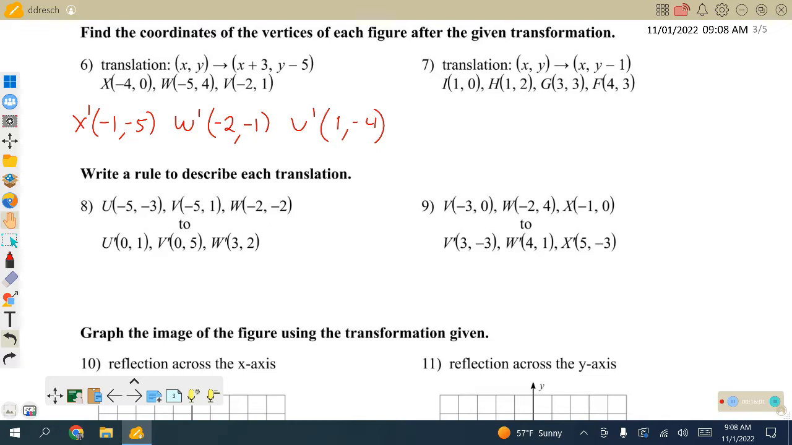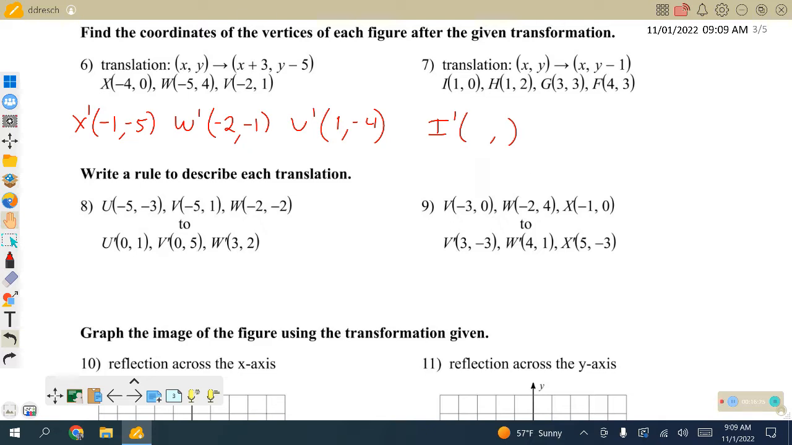Let's take a look at that real quick on number 7. For I prime, we're taking the pre-image coordinates x, y, and doing a translation rule of x comma y minus 1. So if I start off at 1 comma 0, where's 1 comma 0 going to now be?